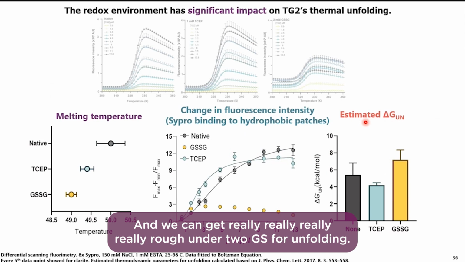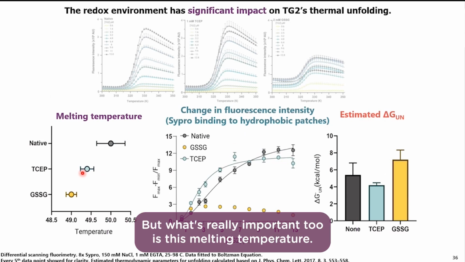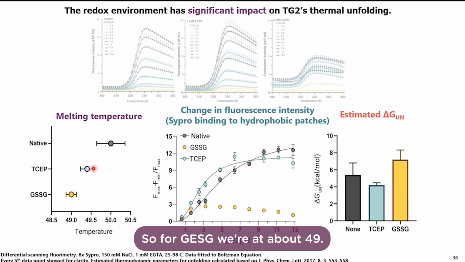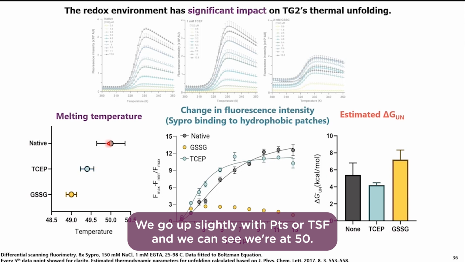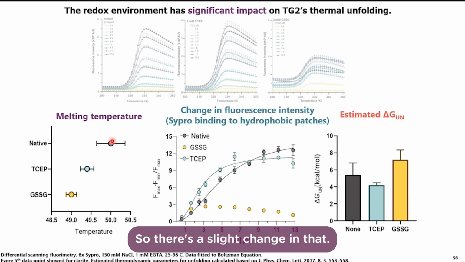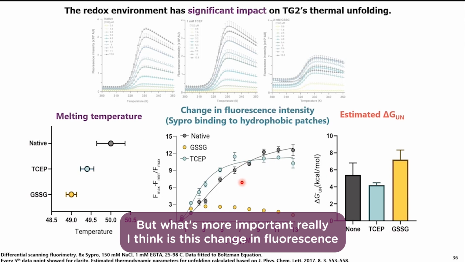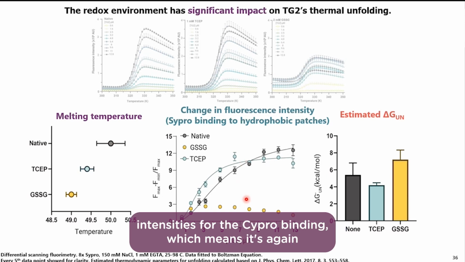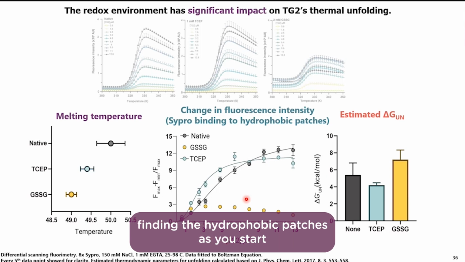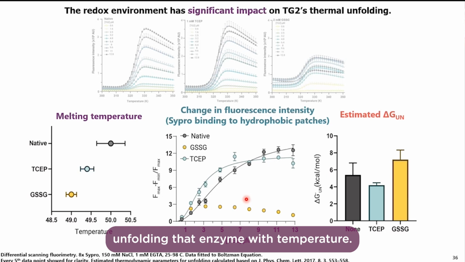And we can get really, really rough estimates of delta G's for unfolding, but what's really important too is this melting temperature. So for GSSG, we're at about 49. We go up slightly with TCEP, and we can see we're at 50. So there's a slight change in that. But what's more important, I think, is this change in fluorescence intensity. So the ciprofloxacin binding, which means it's binding the hydrophobic patches as you start unfolding that enzyme with temperature.